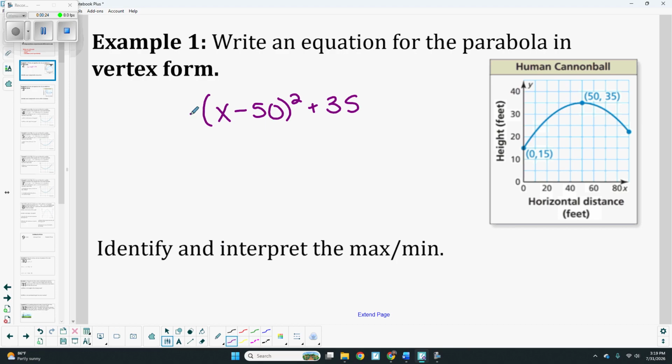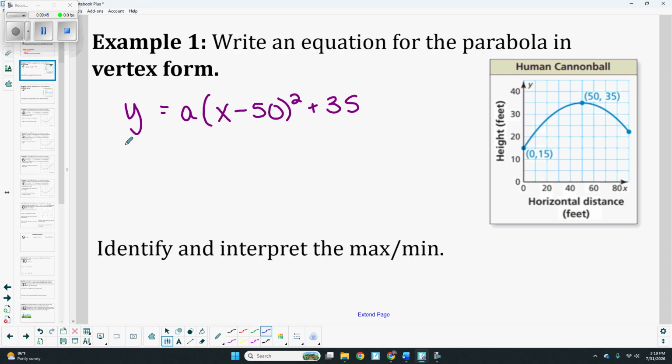But the problem is we still have an a value here. So we need to know what this a value would be. In order to do that, we can take any other point that's on here, and they gave us the point (0, 15), and we could plug the 0 in for x and the 15 in for y, right? Put them into the x and the y, and then we could solve it for a.